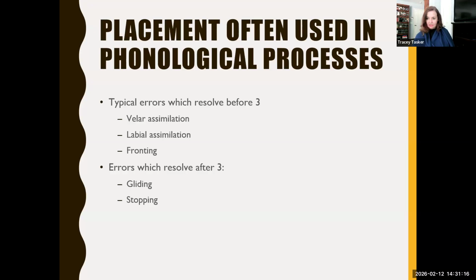Then there are other errors which take longer to resolve. So gliding is when we're substituting a glide for a sound that is not a glide. And that's a frequent error pattern that we are treating in speech therapy for school-age children. Stopping, very common for young children to replace sounds with stop sounds. Stop sounds are those early sounds that we talked about, like p and b. Kids will often substitute those for other sounds when they have an articulation disorder.